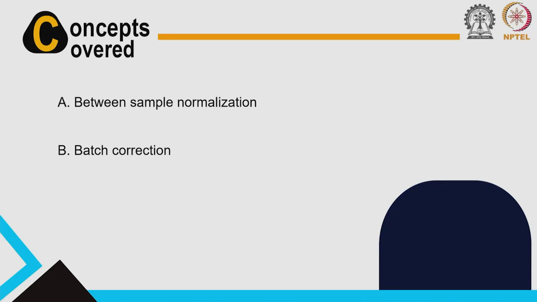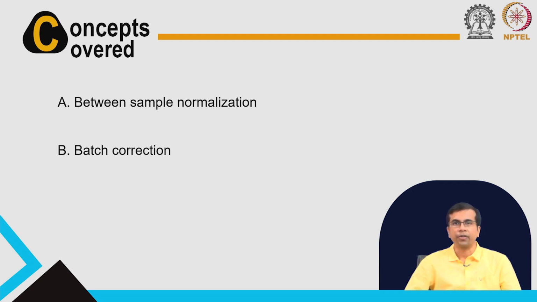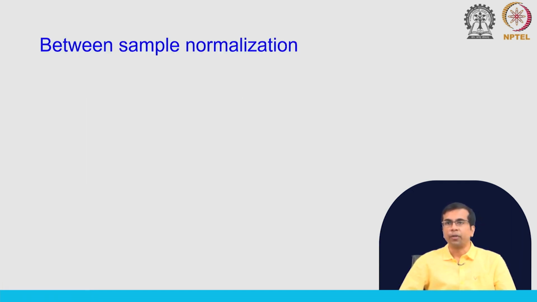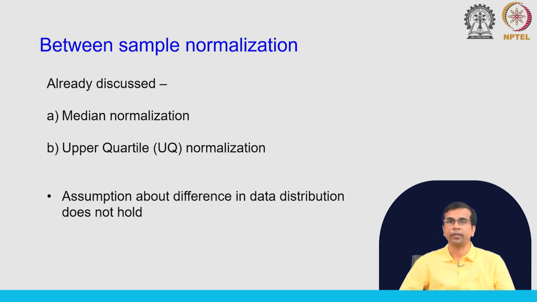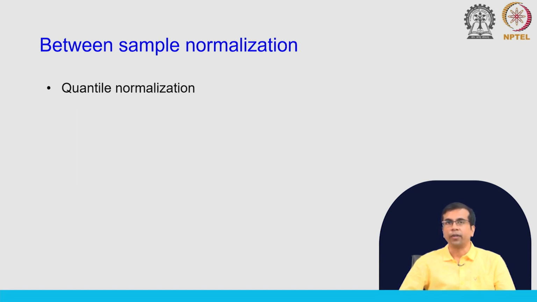Okay, so, this is the agenda for this class. So, we will talk about between sample normalization and then we will talk about batch correction. In between sample normalization we have already discussed two methods. The first one is median normalization, the second one is UQ normalization, and we have also seen their drawbacks. One of the drawbacks is that they assume that their count data distribution differs by a constant across samples, and this does not hold in most cases, and also they do not address this RNA composition bias. So, in this class we will talk about different types of methods that can perhaps address these issues.